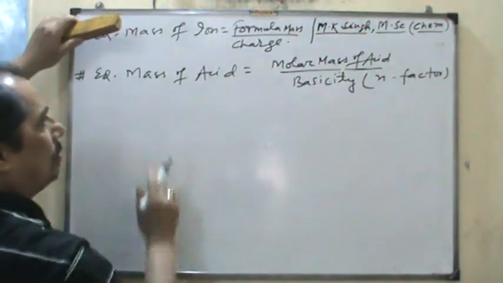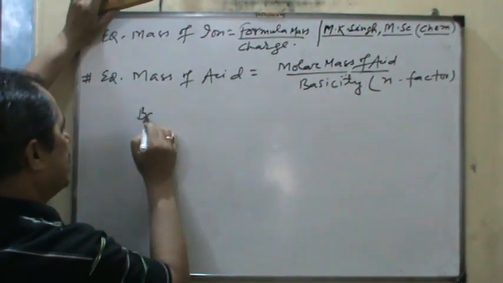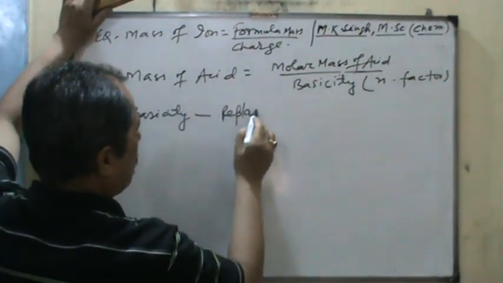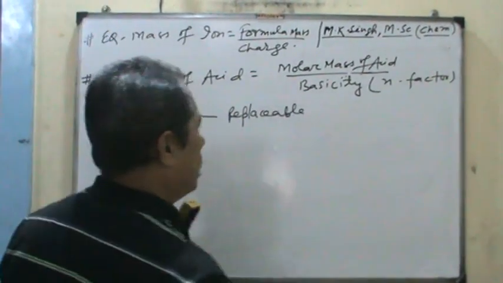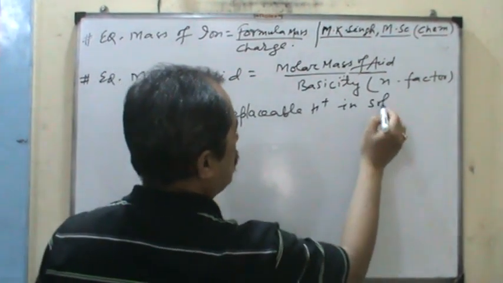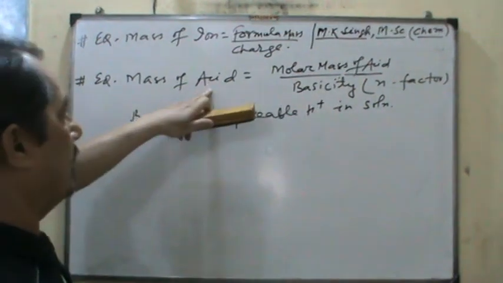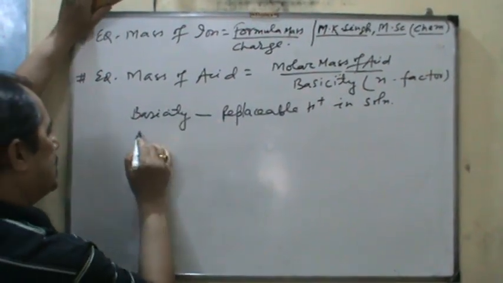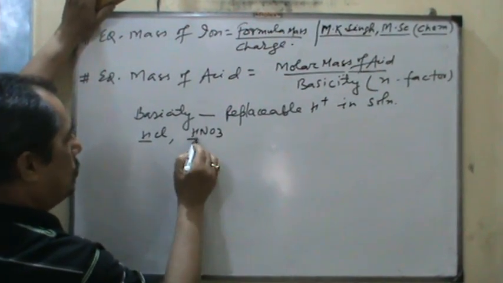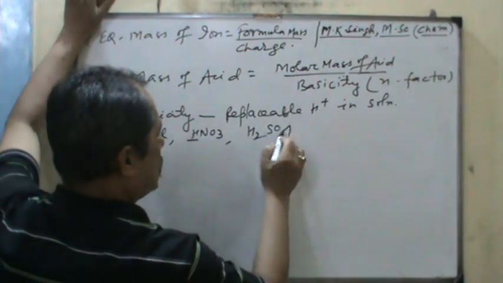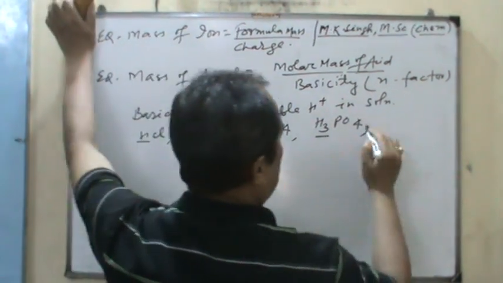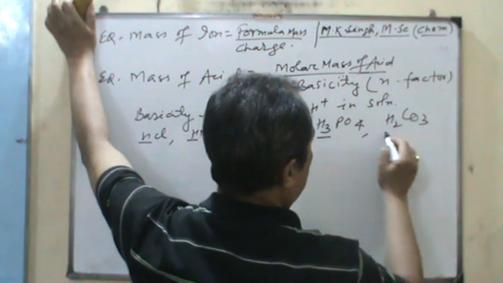So what is the n factor of the basicity? Basicity means, what do you mean by the term basicity? Replaceable or displaceable hydrogen ion in solution is the basicity of a particular acid. For example, HCl, what is the basicity? 1. HNO3, what is the basicity? 1. H2SO4, what is the basicity? 2. H3PO4, what is the basicity? 3. H2CO3, what is the basicity? 2.